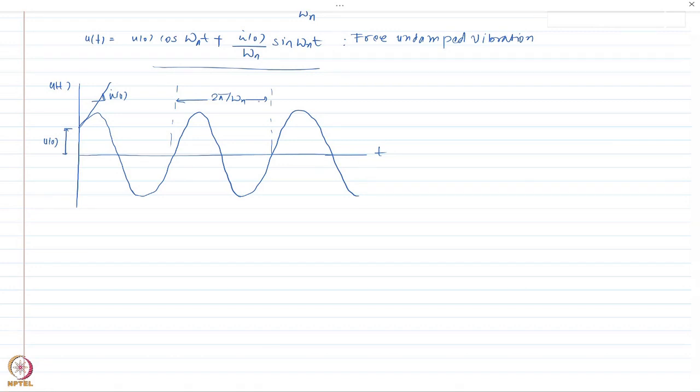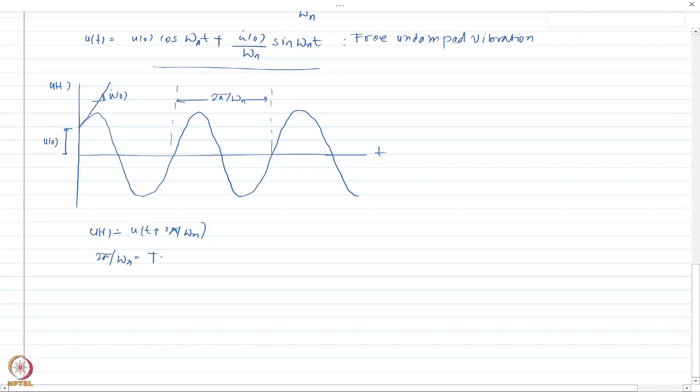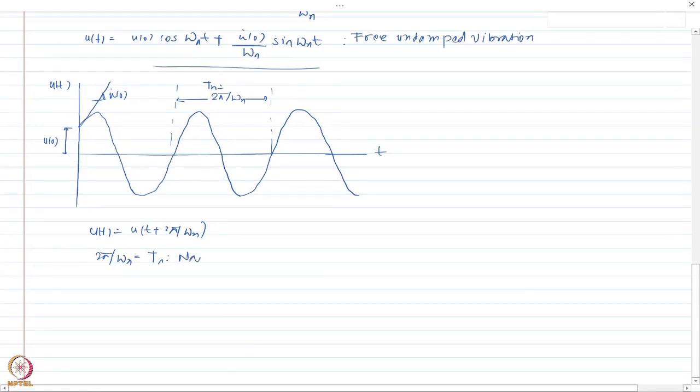And you can prove that by finding out the value of u of t at time equal to t, as well as at t plus 2 pi by omega n. You can find that out from this, and you can prove that the values are still the same. Now this quantity here, 2 pi by omega n, the time after which it repeats itself, is called the natural time period of the system.